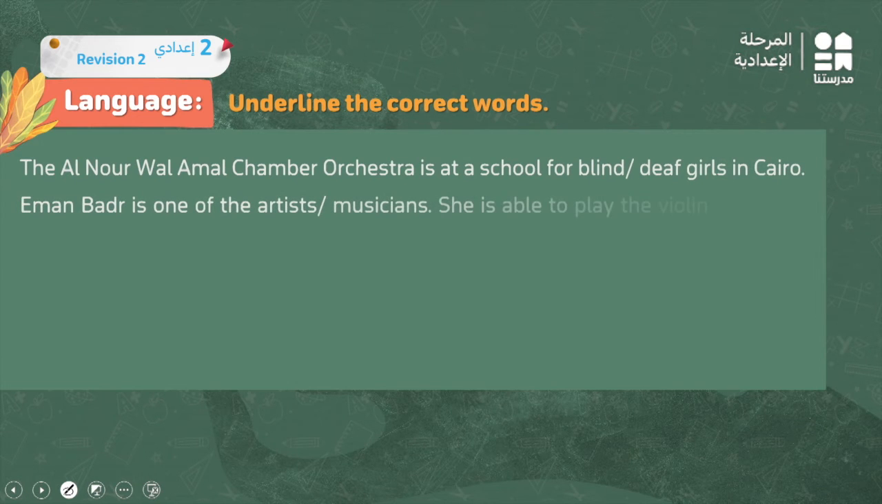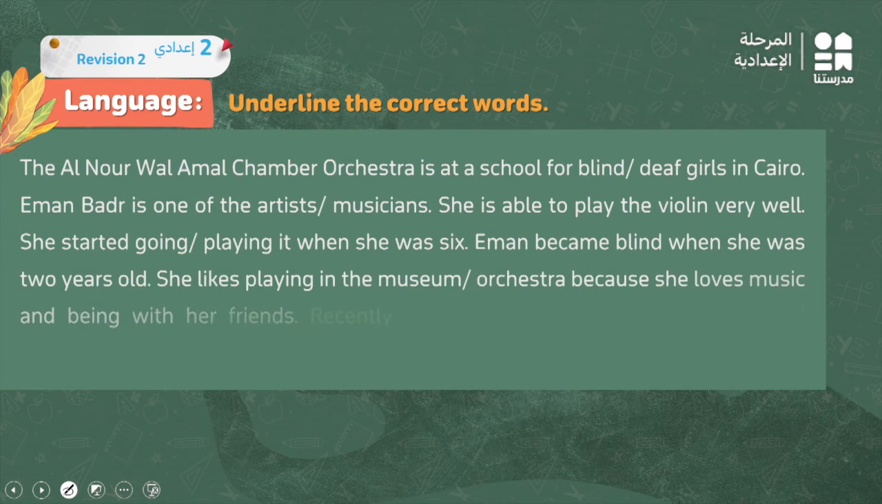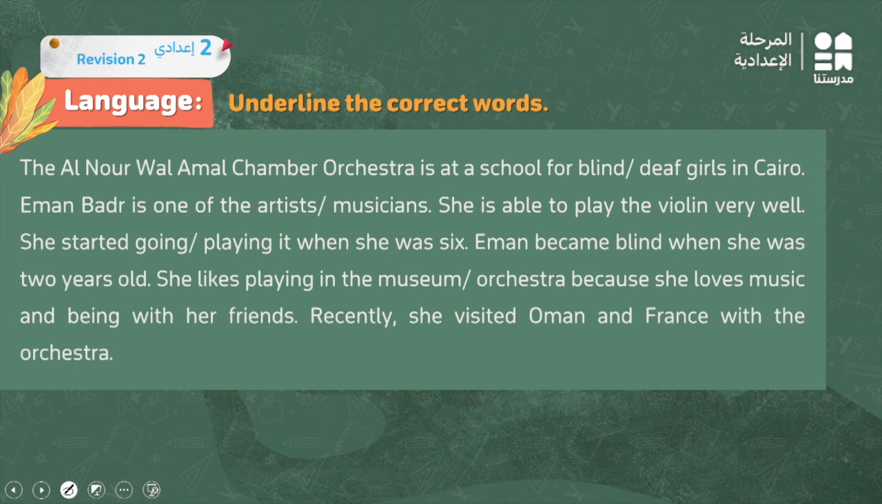Underlined the correct words. هنا we have a paragraph that talks about النور والأمل chamber أوركسترا اللي احنا قلنا عليهم قبل كده اتكلمنا عليهم قبل كده. This is a place in which you can find some blind women and girls and they play charming music using their musical instruments skillfully. يعني دول مجموعة من السيدات والبنات المكفوفين بس بيعرفوا يعزفوا بالآلات الموسيقية very skillfully and perfectly. يعني بيعزفوا بشكل كويس جدا.